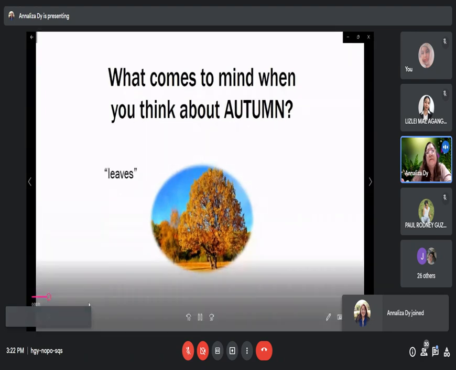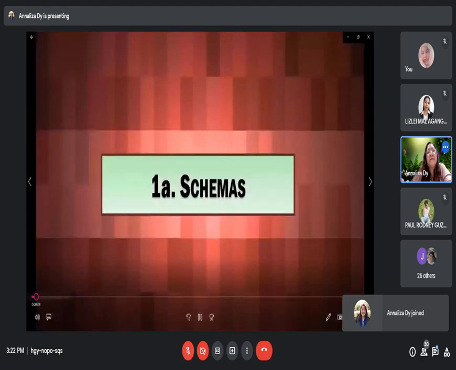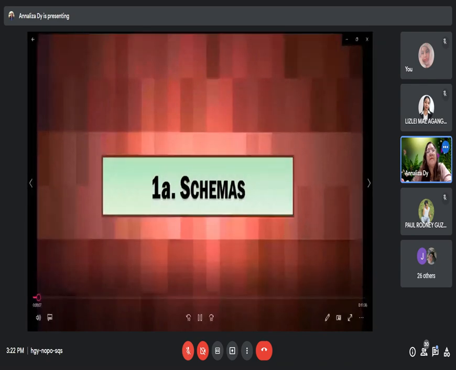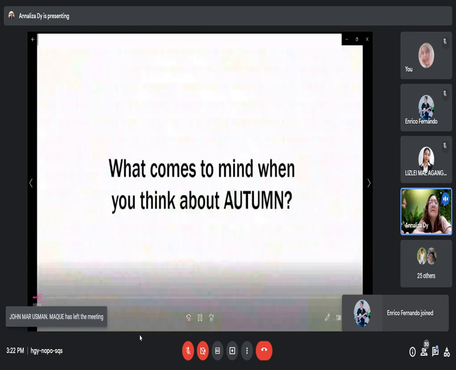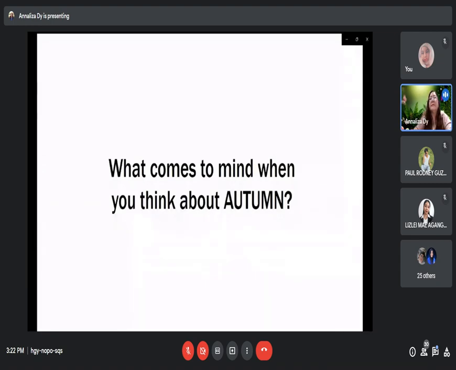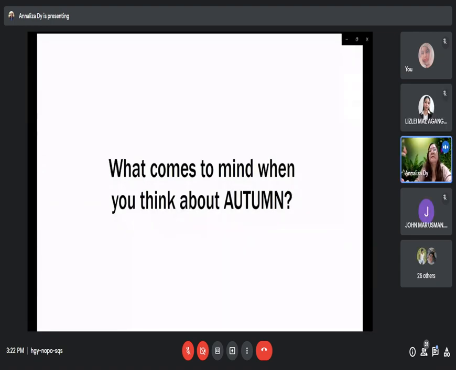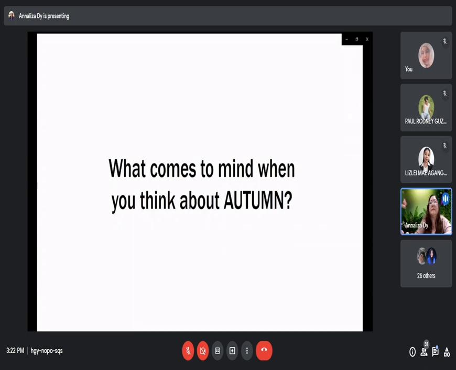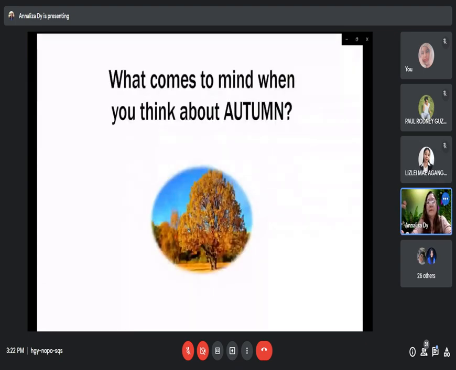Go into a little bit more depth about what schemas are, why they matter for how you think socially. But to begin, what I want you to do is to think about what comes to mind when you think about the concept of autumn. Spend a moment, imagine that season of the year, and think about what other kinds of associations come to mind for you. For example, when I do this exercise, I think about the concept of autumn, and one of the first things that comes to mind immediately is the color.